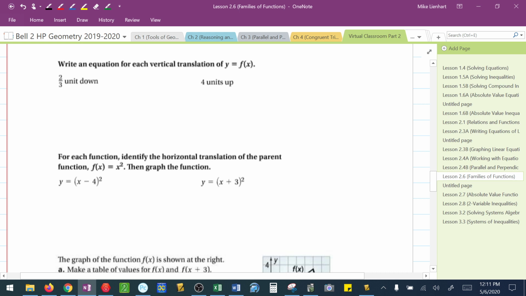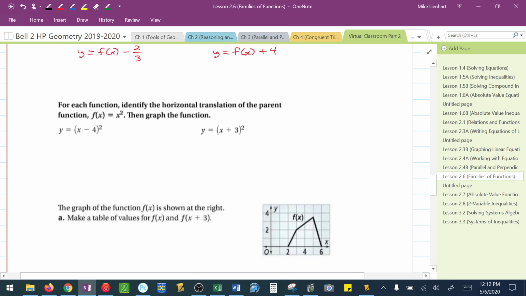All right? What if I want to take and do a vertical translation of this function? So we're still going vertical, up and down. How is it going to look compared to the function? Well, I know that down 2/3 means I'm going to subtract 2/3. I would write this as y equals f of x minus 2/3. If I want to go 4 up, I would have y equals f of x, the parent, and then I'm going to add 4 outside the parent. And that's it.